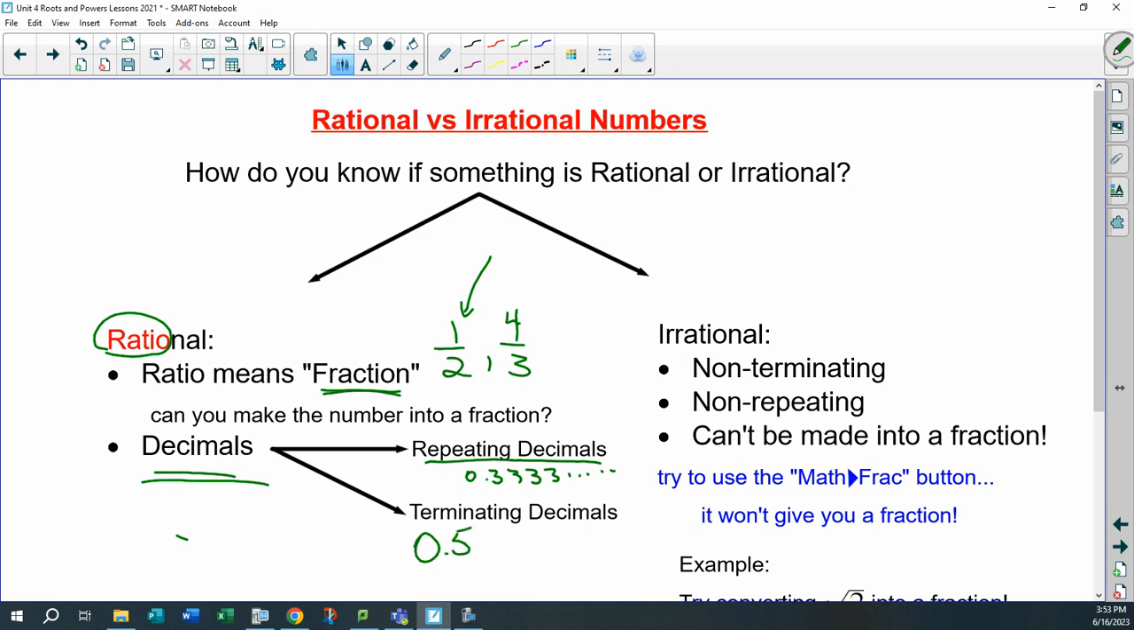That terminates. That means it ends. There is no other decimals after that. See what I mean? There are no numbers after 0.5. It terminates. It's over. It's done. Those are all rationals. Okay.